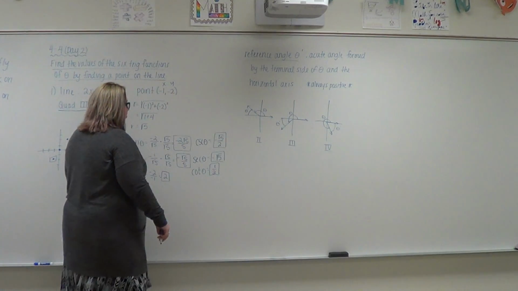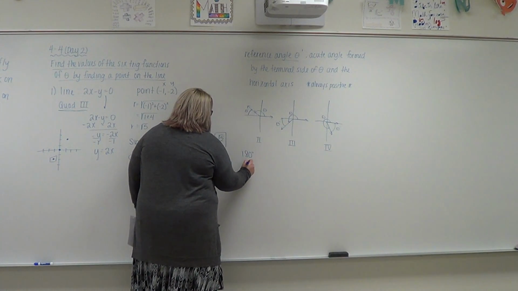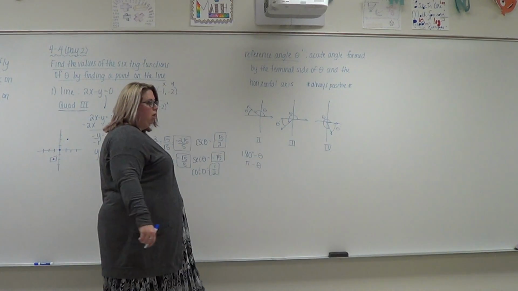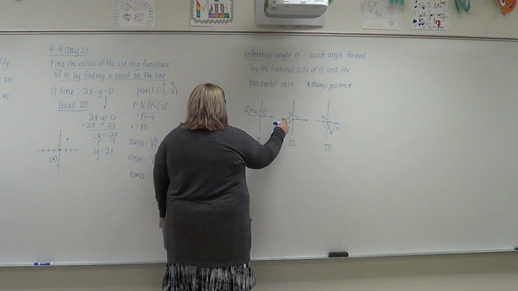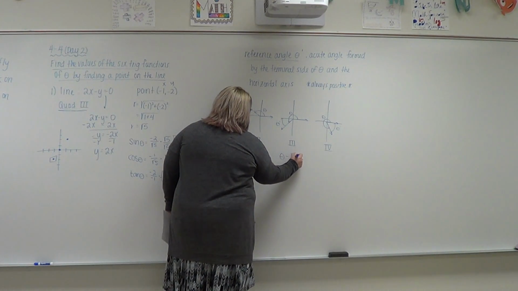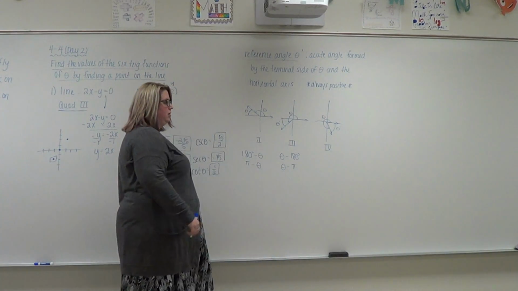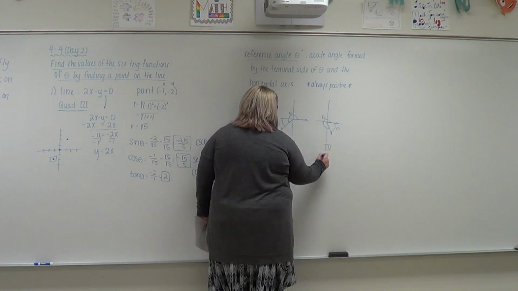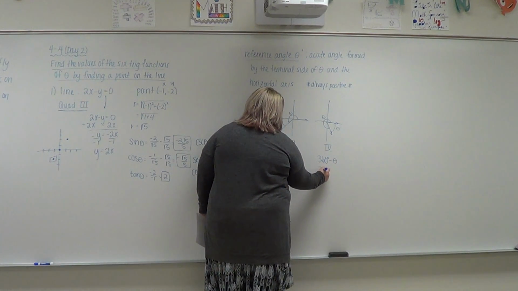Okay, how do you find it? Well, in quadrant 2, you're going to take 180 degrees, or that's the same thing as pi, and you're going to subtract your angle. In quadrant 3, since your angle is bigger than 180 or pi, you're going to take your angle minus 180, or if it's in radians, minus pi. And then in quadrant 4, the closest thing back to that would be 360, so you would take 360 minus your angle, which in radians would be 2 pi minus your angle.